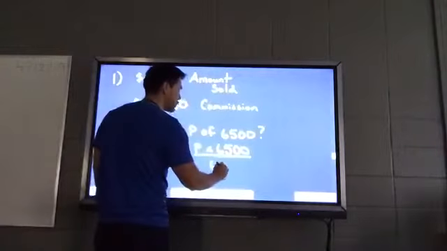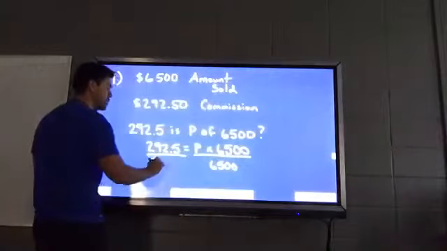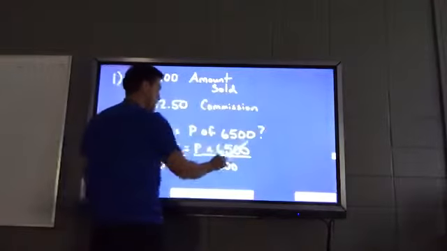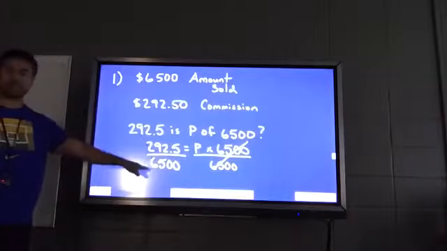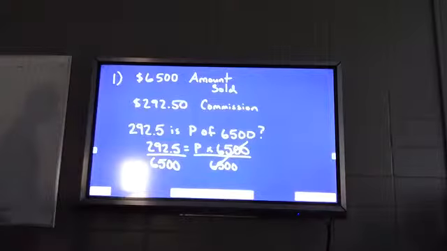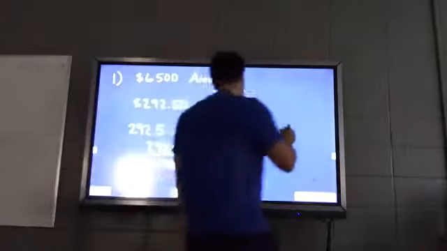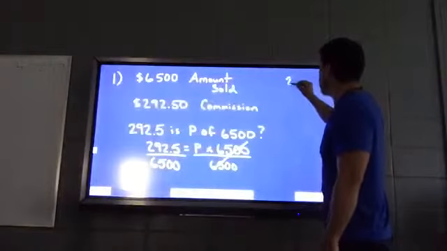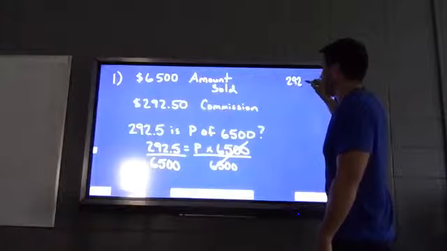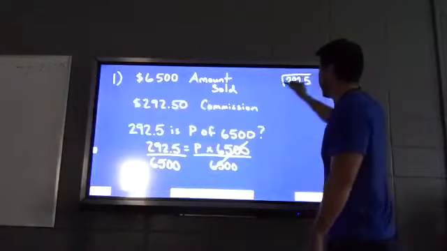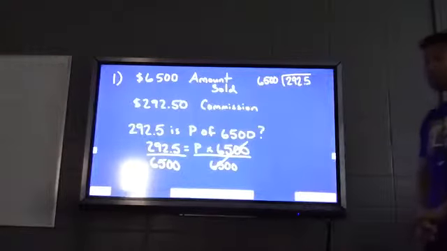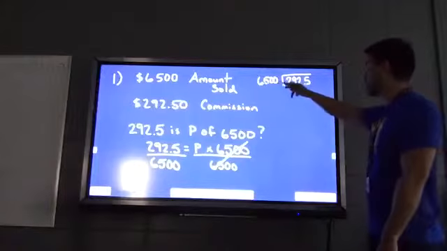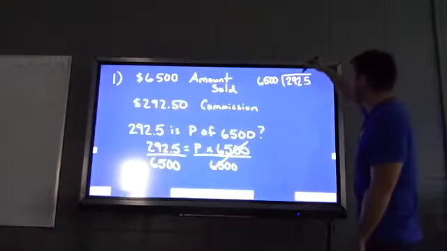I'm going to undo this multiplication by dividing, and I do it to both sides to keep it balanced. My division problem is 292.5 divided by 6,500. It's not an easy problem to do, but it is possible for you. So we're going to try it out here. Again, that can be kind of imposing because you're dealing with a 4-digit number you're dividing into. Put your decimal where it belongs.